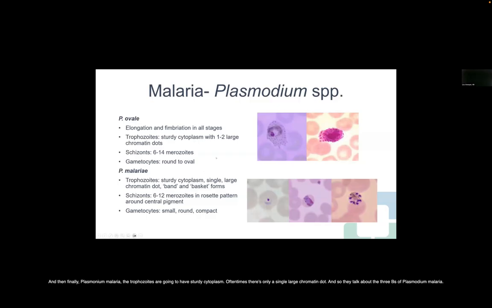And then finally, Plasmodium malariae. The trophozoites are going to have sturdy cytoplasm. Oftentimes, there's only a single large chromatin dot. And so they talk about the 3 Bs of Plasmodium malariae: a bird's eye, which is shown here, a band form as the trophozoite matures, and then a basket form. And then I show you here the schizont. It has 6 to 12 merozoites arranged in a rosette pattern around some central pigment.